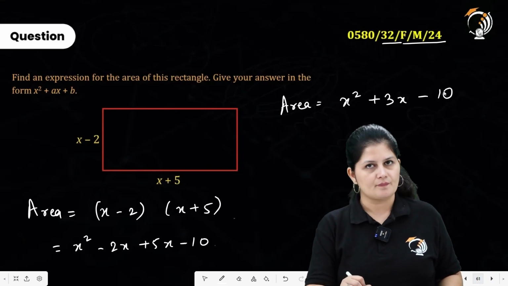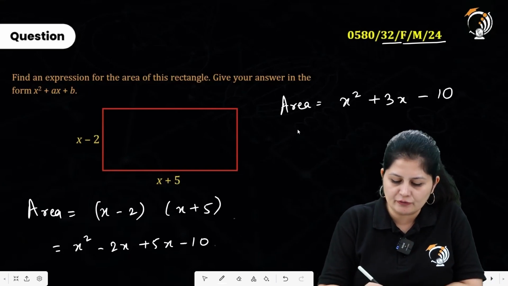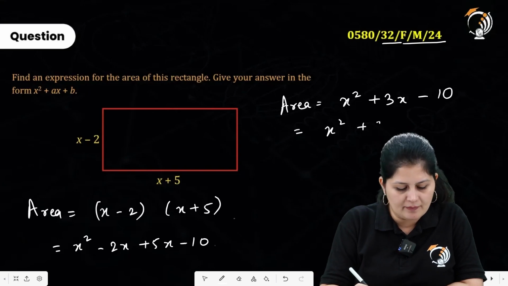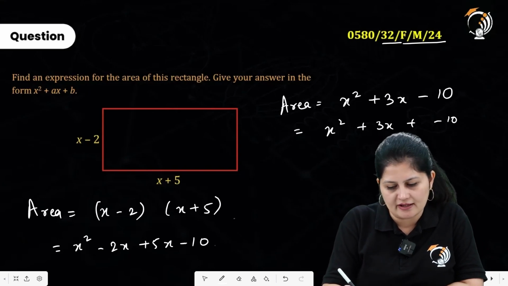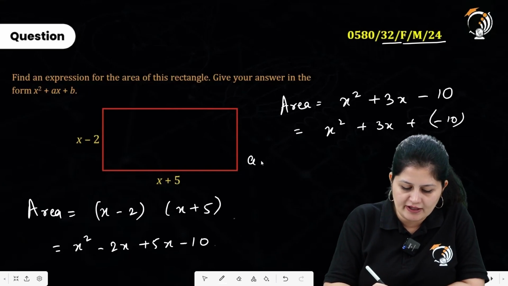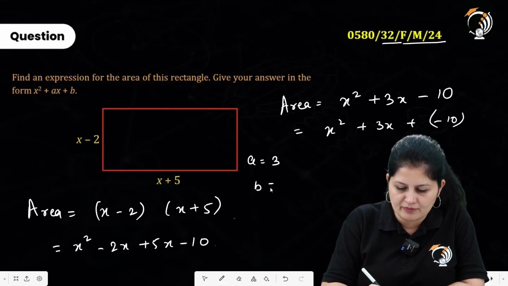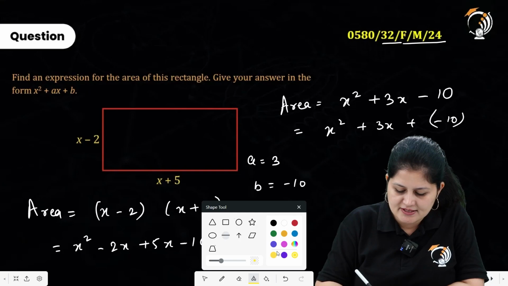Clear? So if we need to write it in the form, we can write it as x square plus 3x plus minus 10, where the value of a here is equal to 3, while the value of b is equal to minus 10. That is how we are going to write the values here.